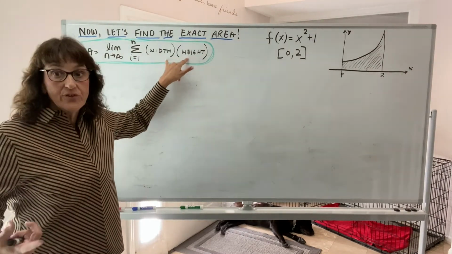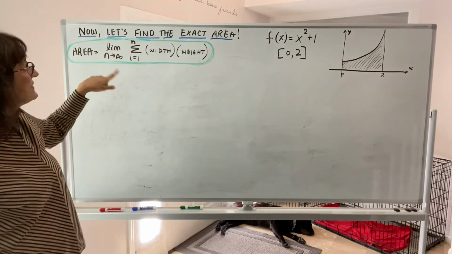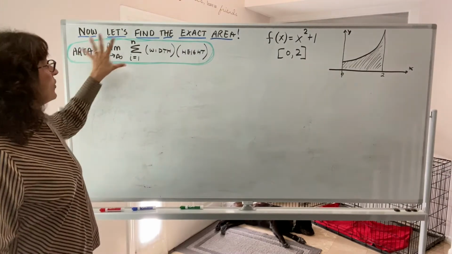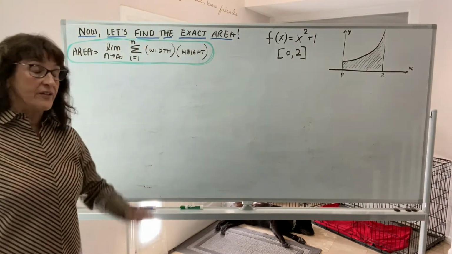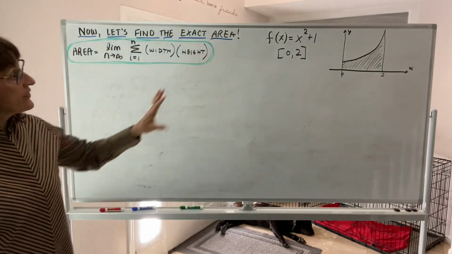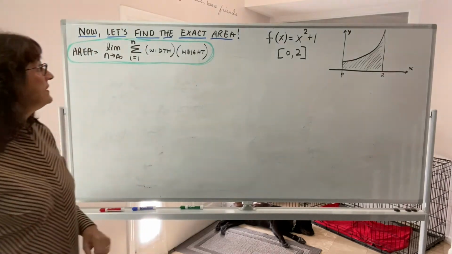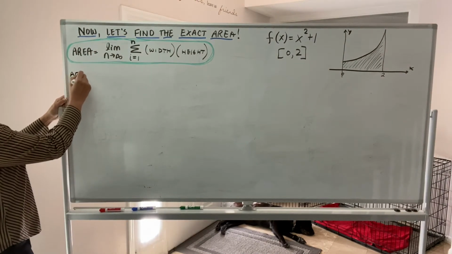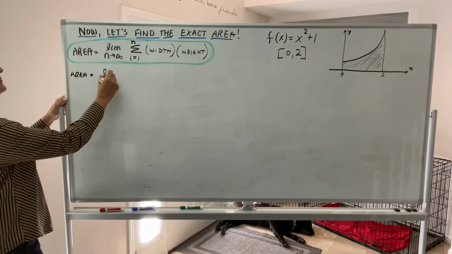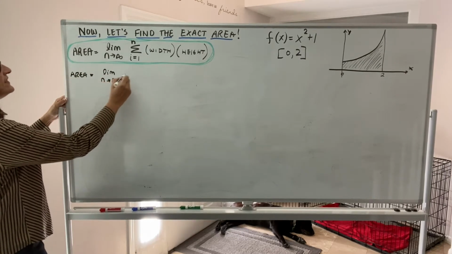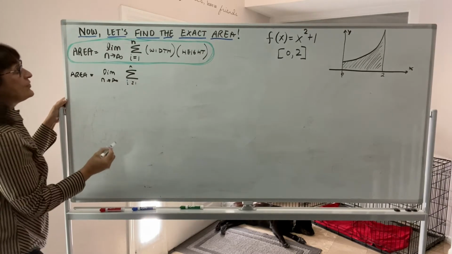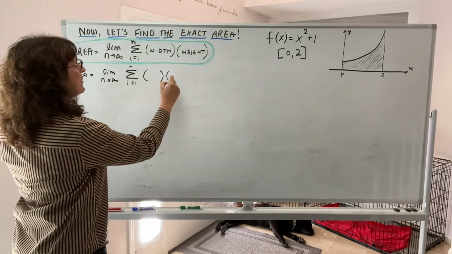How many rectangles are we going to use? We're going to use n rectangles, but we're going to let n go to infinity. We have methods that we've learned to do all this. So let's start with our curve here and get the pieces that we need. To get this exact area under the curve, we take the limit as n goes to infinity of the summation, i goes from 1 to n, the width times the height.